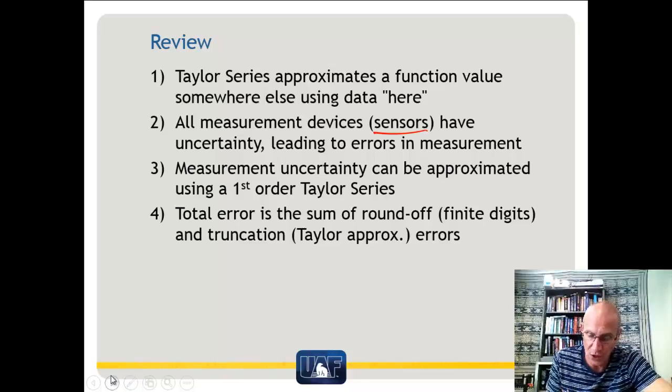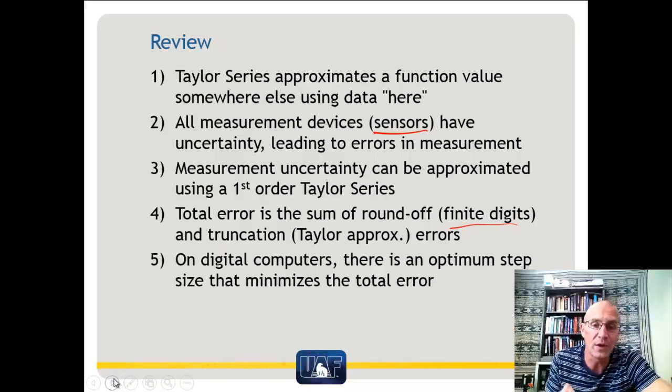And the last thing we discussed was that total error is the sum of the round-off error, which is the fact that we have a finite number of digits, and truncation error, which is the Taylor series approximation error. And so we know that on digital computers, there's going to be an optimum step size that minimizes the total error. You don't want too small of a step size, and you don't want too large of a step size.